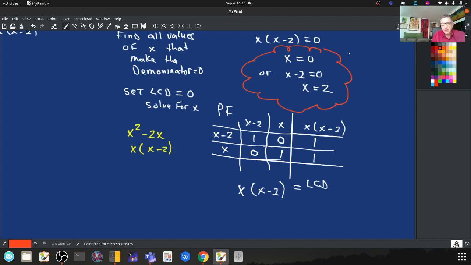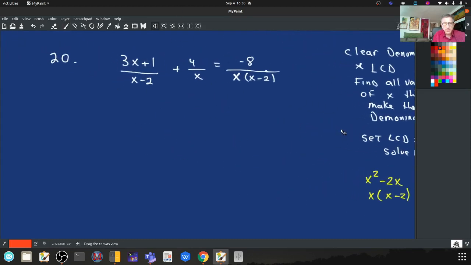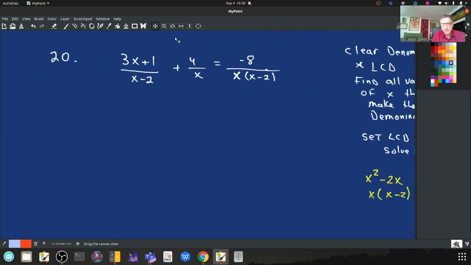These are illegal values for solutions. If I get a solution that happens to be one of those values, I throw it out. So I know what the LCD is.